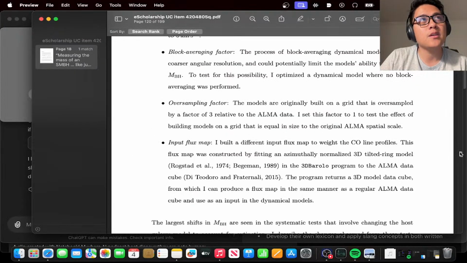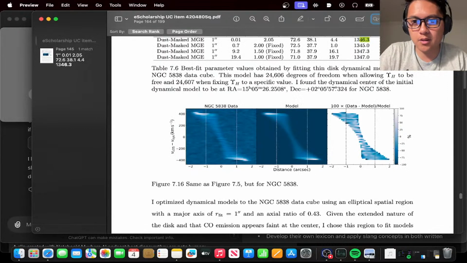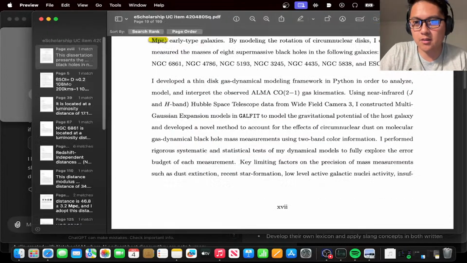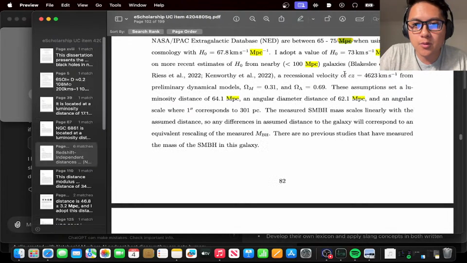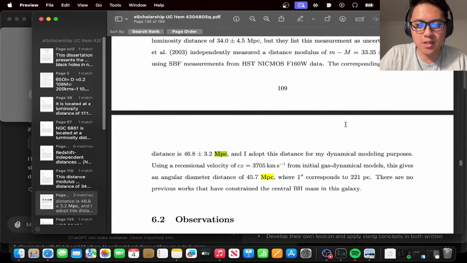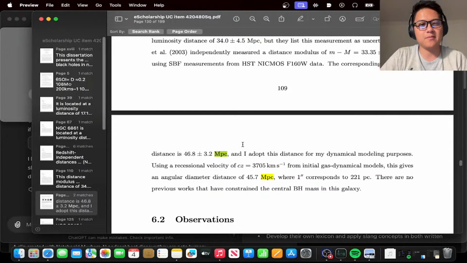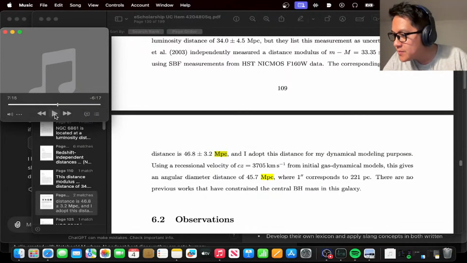Wait, so 4786 I think is 46.7 megaparsecs or 46.3 depending on which definition you use. Okay, wait. 6861 is 27.3. 4786 was 65 to 75 MPC, and then how far was 5193? No, 5193 is not the farthest, because it's only 46.8. Anyways, sorry, I am not sweating the detail here.